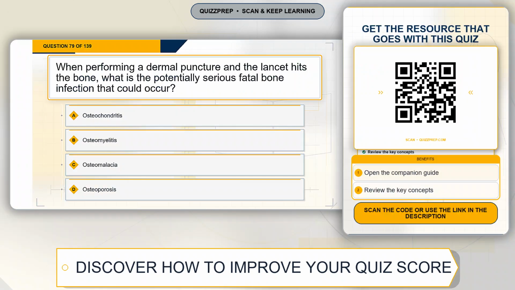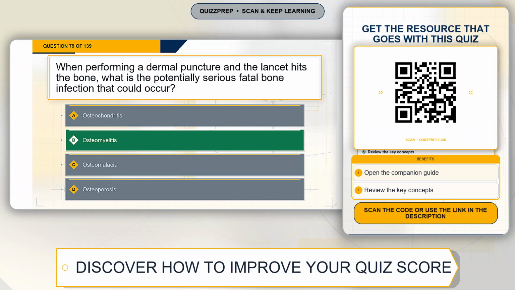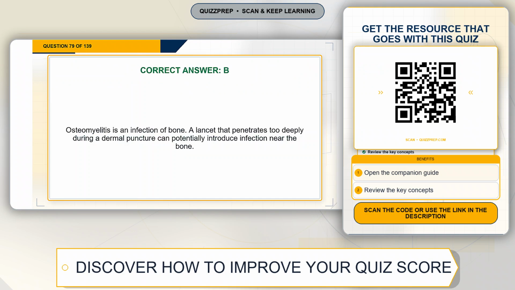Question 79. When performing a dermal puncture and the lancet hits the bone, what is the potentially serious, even fatal, bone infection that could occur? Option A, osteochondritis. Option B, osteomyelitis. Option C, osteomalacia. Option D, osteoporosis. The correct answer is option B, osteomyelitis. Explanation. Osteomyelitis is an infection of bone. A lancet that penetrates too deeply during a dermal puncture can potentially introduce infection near the bone.